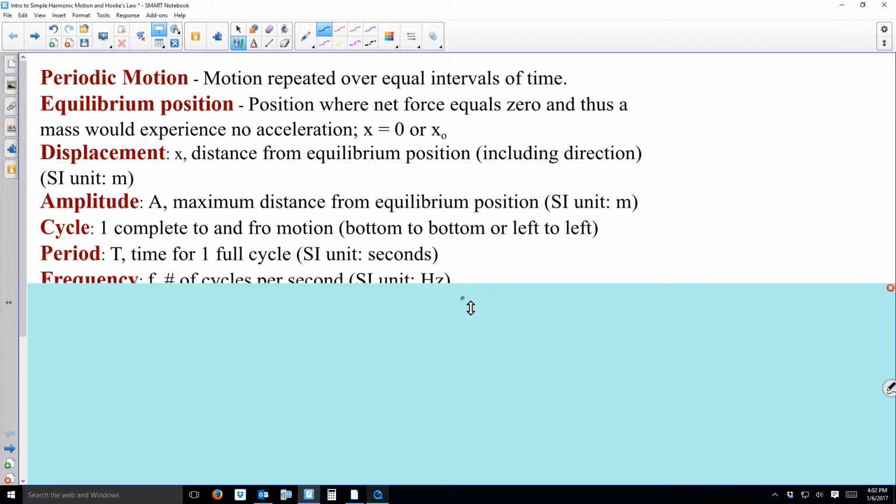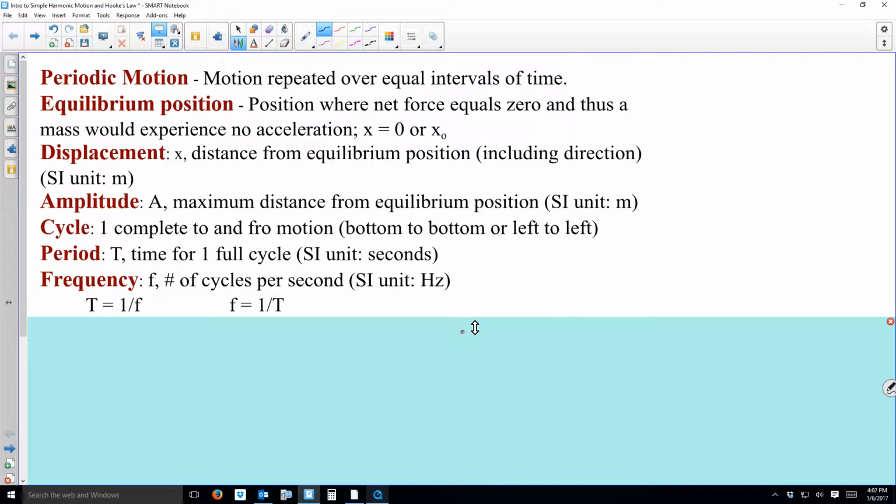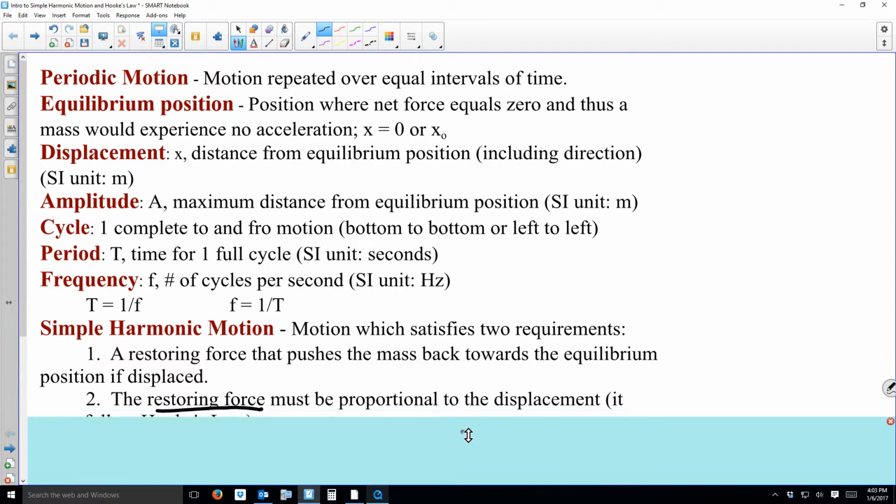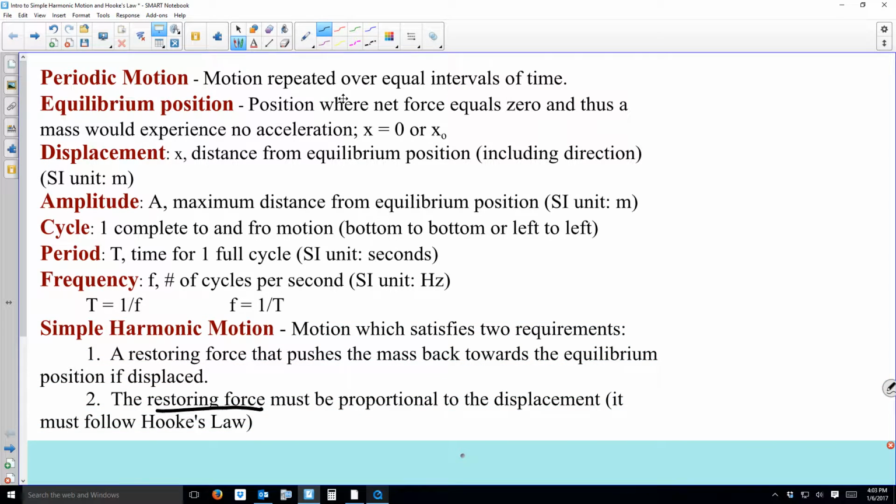Frequency is just the inverse of period. It's how many cycles per second, and we just take 1 over the frequency to get the period, or 1 over the period to get the frequency. And we said that these springs move in a periodic motion, but more specifically, what we're more worried about is this simple harmonic motion piece of it. The fact that these two requirements are satisfied by a spring.